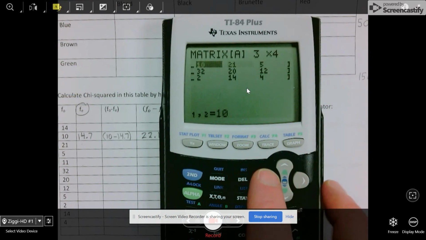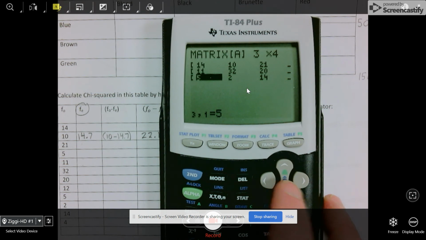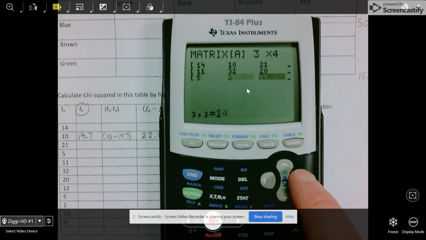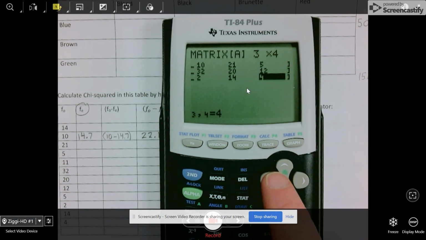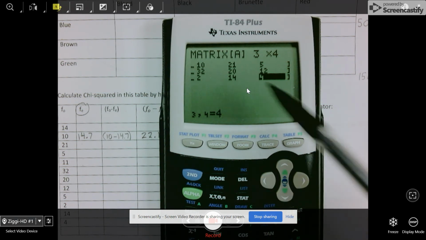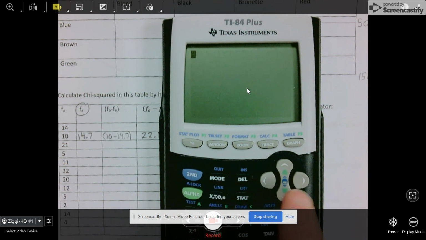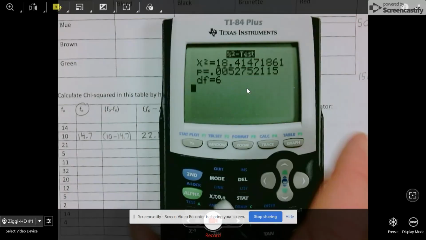So when we do our chi-squared test, stat, test, chi-squared, A is where my observed, B is my expected, and I calculate the chi-squared. So I have my chi-squared value, 18.4, and the p-value is 0.00528. So I got those two numbers. You need to check to see. You should be close on what you get by hand. It won't be the same thing. And then you're going to make a conclusion based on your chi-squared value and your p-value. So you're going to go back up to this rejection inequality. So you say we reject or fail to reject based on that information.